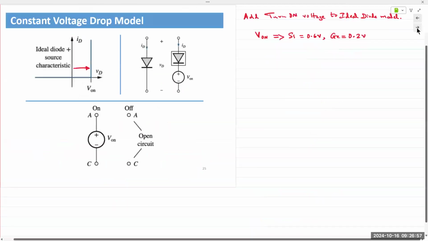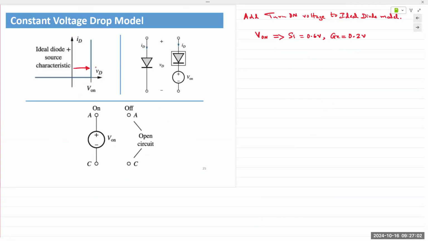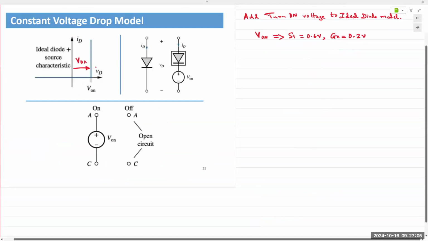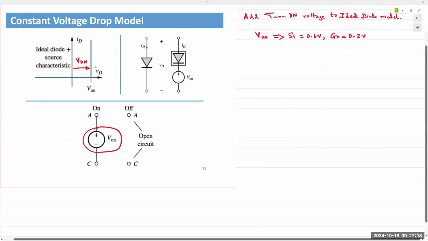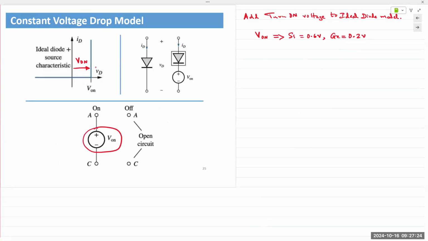So in the constant voltage drop model, we are shifting the forward bias piece towards the right by the amount of the voltage, so 0.6 volts. And the only thing we change is the forward bias characteristic. We insert a power supply. That power supply represents the voltage that is required to turn it on. Positive terminal is at the anode, negative is at the cathode.